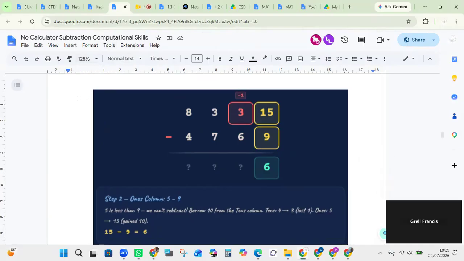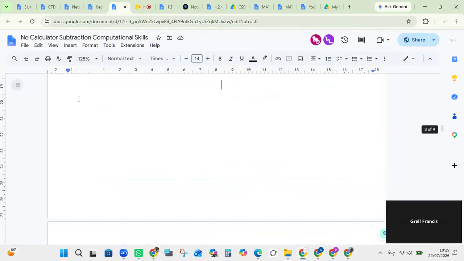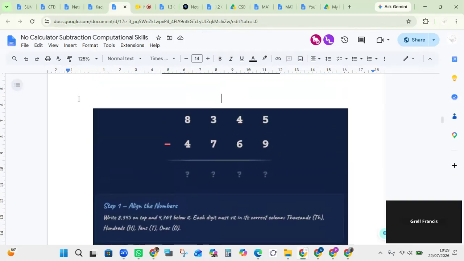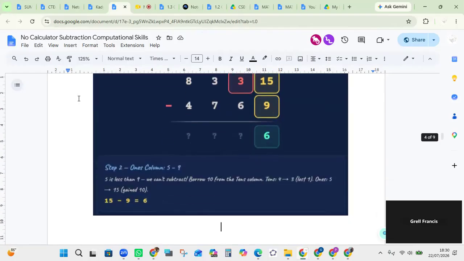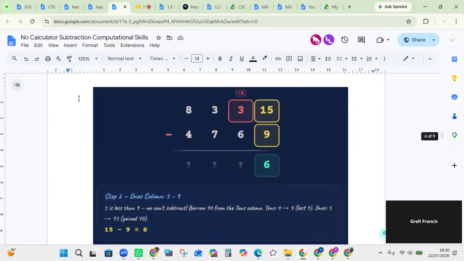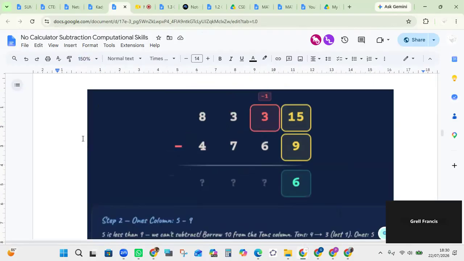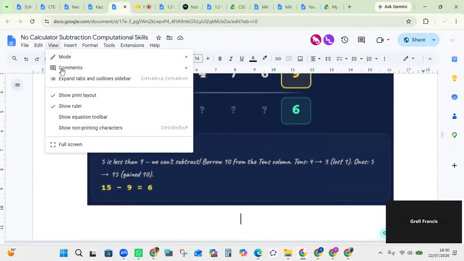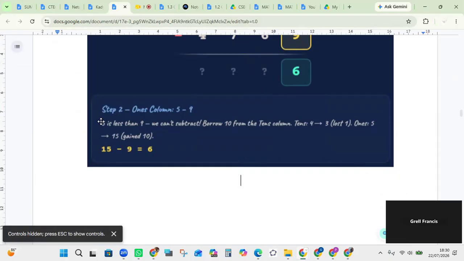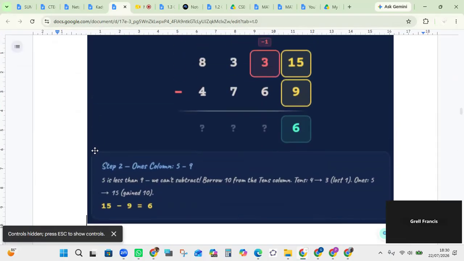So she's asking, 8,345, that's what we started with. 8,345 became 8,315. So let me zoom in a little bit on this, a little larger. Are you seeing? Yes, sir. All right. So Katie, you're the one that asked that question, right? Sir. So can you read what is written there?